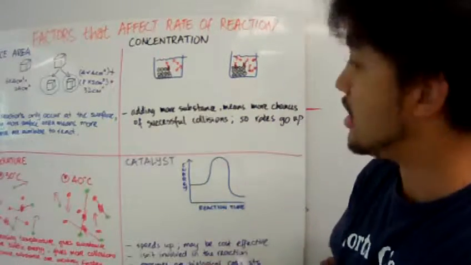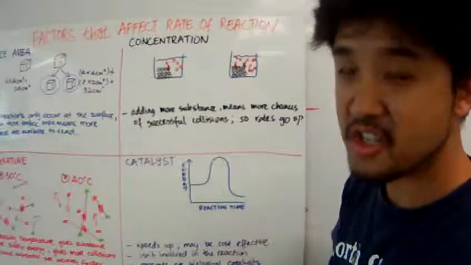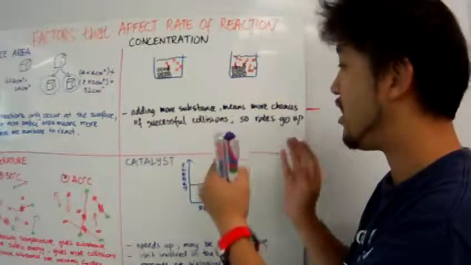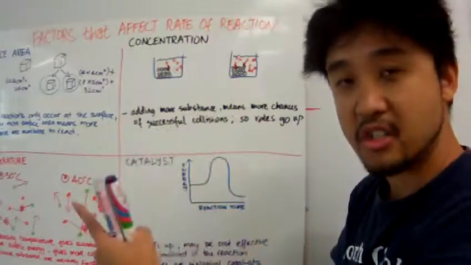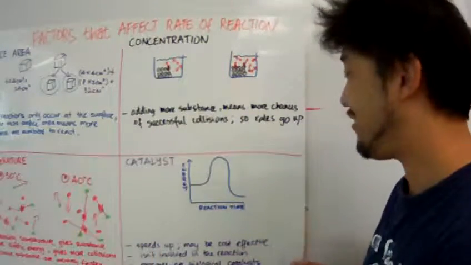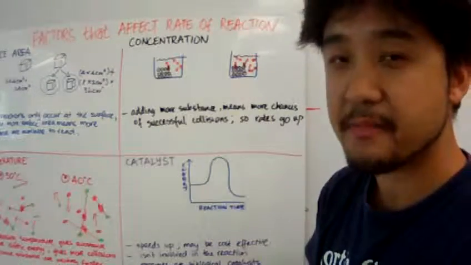By increasing the concentration, you will have allowed more chances of successful collisions, so the rate of reaction should go up. Finally, we talk about catalysts.